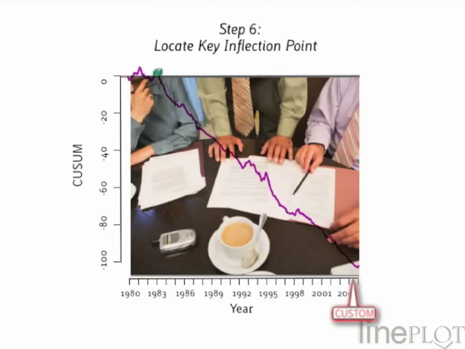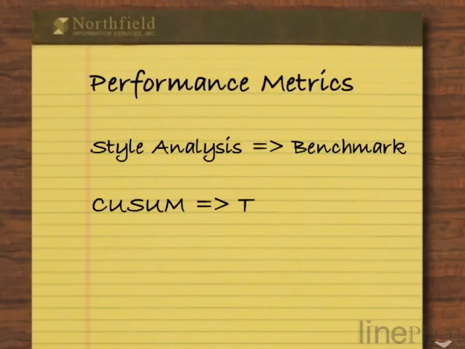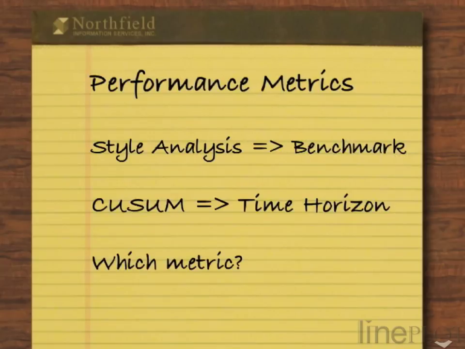We set our custom time period to begin at this inflection point. We have done style analysis to find the right peer group for our manager. Then we used CUSUM to determine the best time horizon to represent their performance. Only with these two steps done right can we proceed to analyze their performance properly. To complete the analysis, we need a process that can separate genuine performance from market noise. What numerical metric can measure skill versus luck?